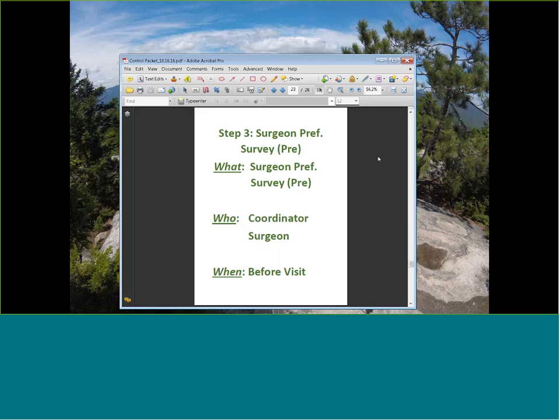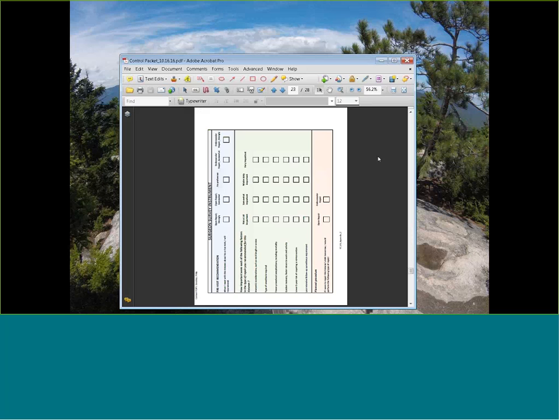The who for this part of the process is the coordinator and the surgeon. So we hope that after the coordinator has finished with the veteran before the visit, that he or she will ask the surgeon to complete this brief form, again before the visit, before the veteran is seen by the physician.